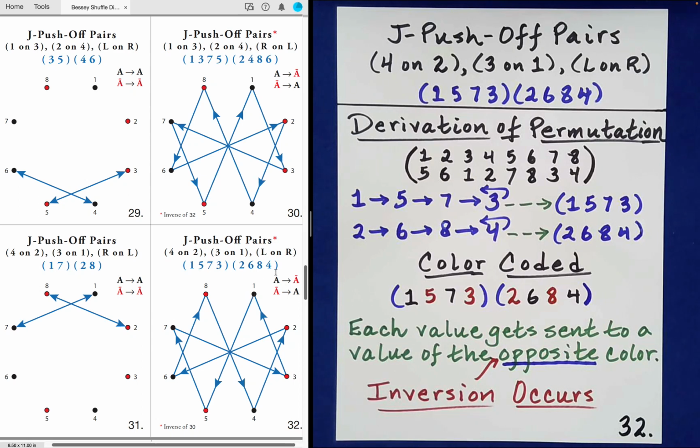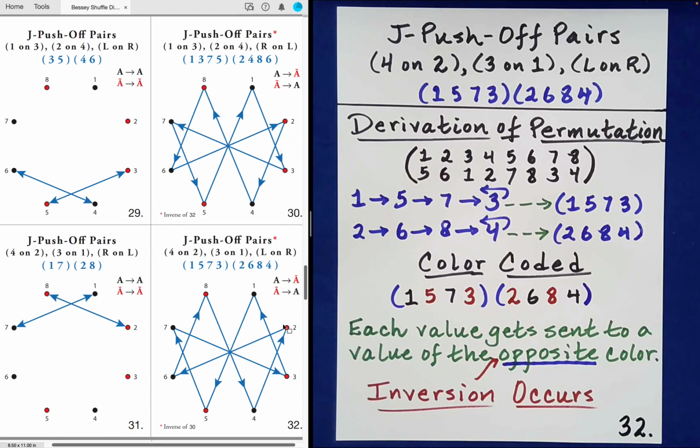In a similar fashion, for the second 4 cycle, we see that 2 goes to 6, which goes to 8, which goes to 4, which gets sent back to 2. So that means if we begin at 2, there should be an arrow from 2 to 6, which there is, from 6 to 8, which we have right here, from 8 all the way down to 4, and then from 4 back to 2. And that completes that 4 cycle. And those 4 values represent a second orbit.